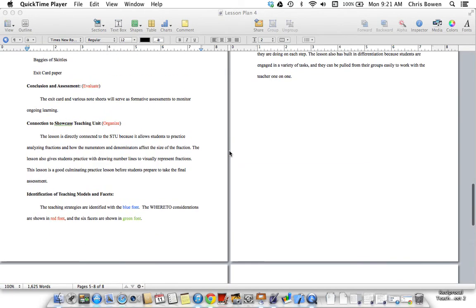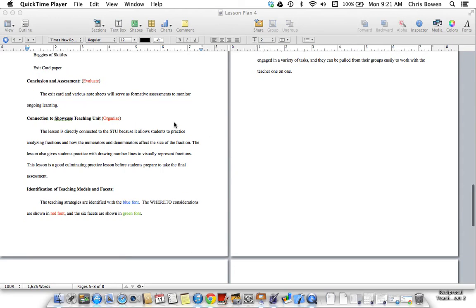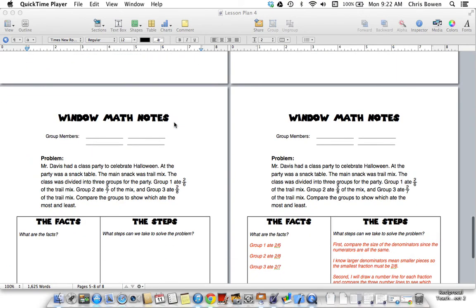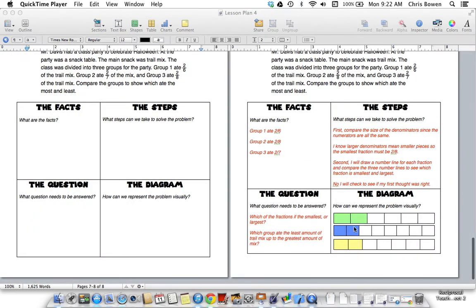This lesson is directly connected to the Showcase teaching unit because it allows students to practice analyzing fractions and how the numerators and denominators affect the size. And because this unit is to strengthen fractions on a number line, it allows students to visually represent the fractions using number lines or diagrams like the one below.